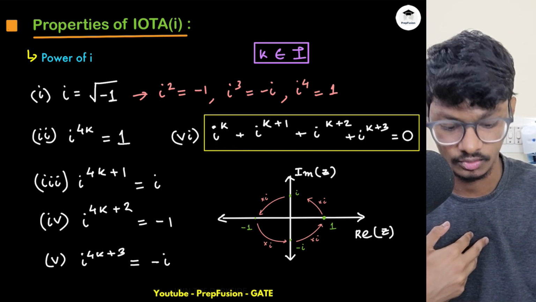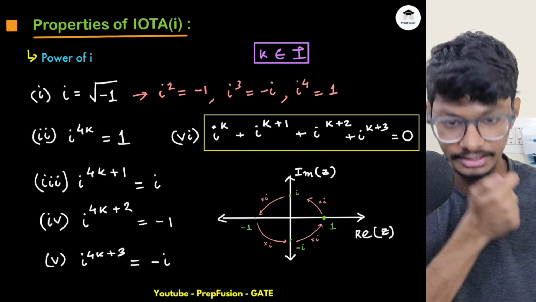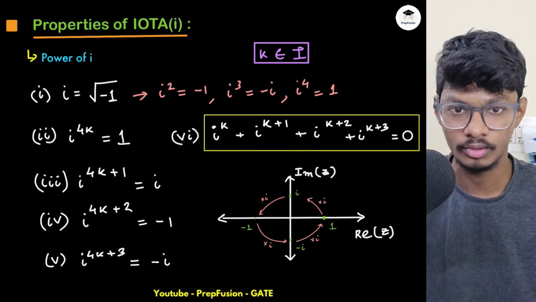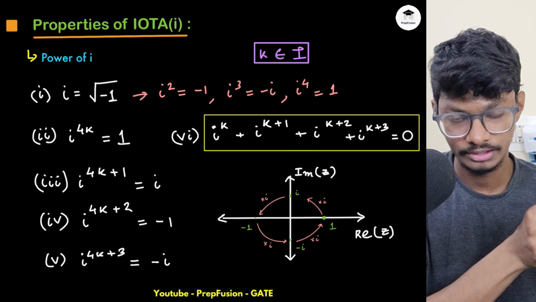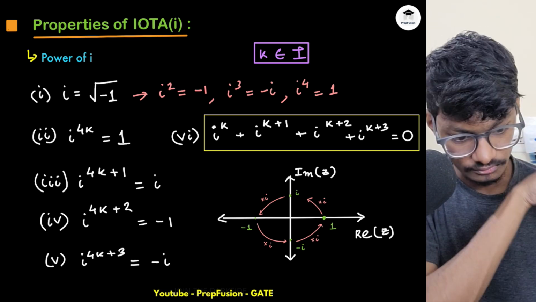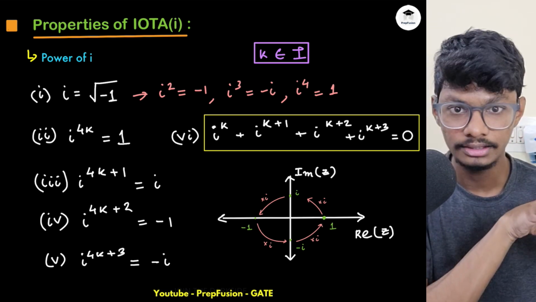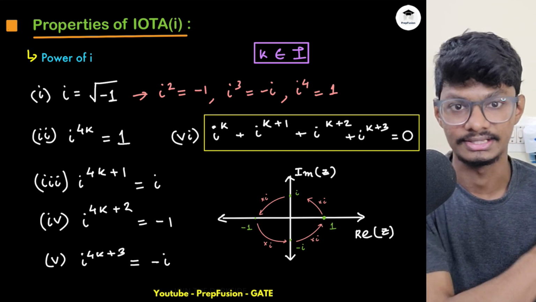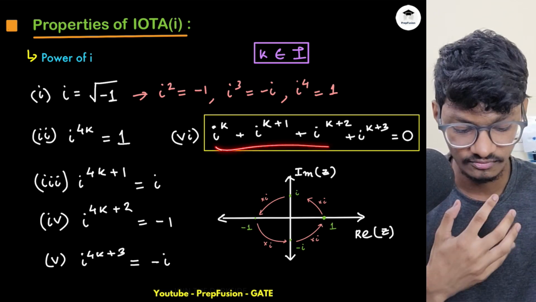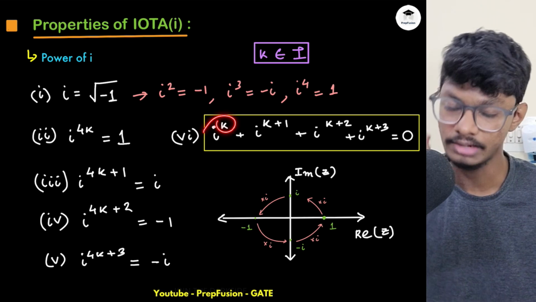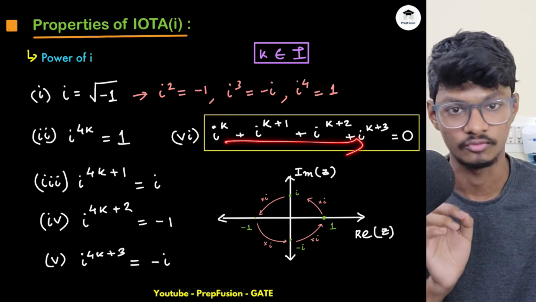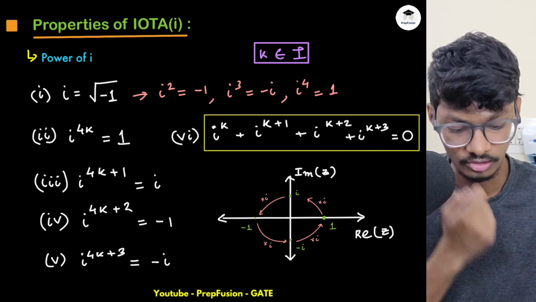This is for any summation of four powers of iota which are in sequence, which differ by 1 power. So let's say i square, i cube, i raised to power 4, i raised to power 5. You do that, you will see that everything is getting cancelled. If it is in a sequence of 4, you can start from any power, but they should be in sequence of 4. That is the most important part, and the overall answer will be 0.